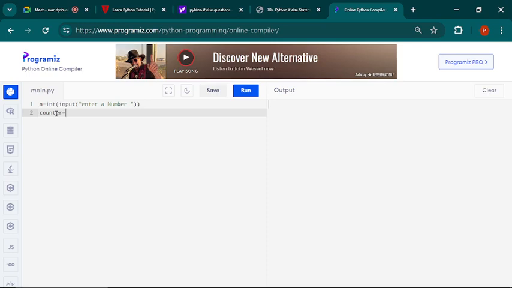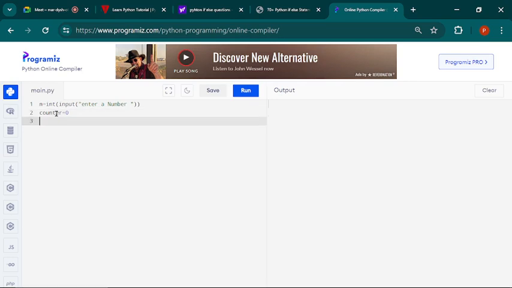Wait, my keyboard is not working. What is, okay, counter equals to 0. We will initialize counter equals to 0. Why? Because okay, wait, I will tell you.